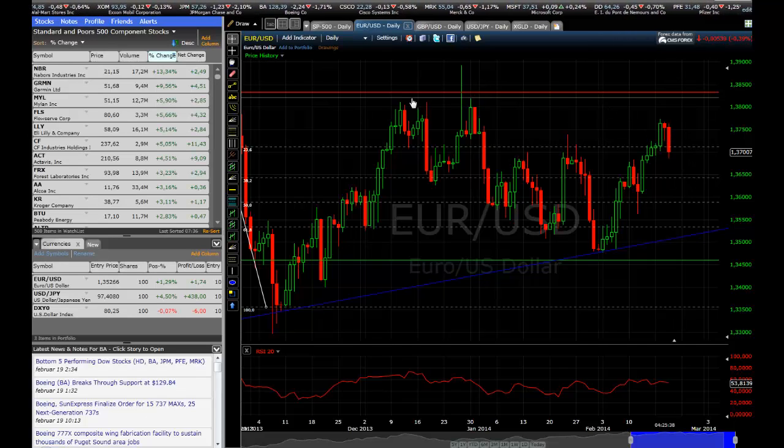The dollar gained strength against the euro, which puts the euro-dollar pair down. It's now below a previous support, which has turned into resistance at 137.10. After that, we have support at 136.40.